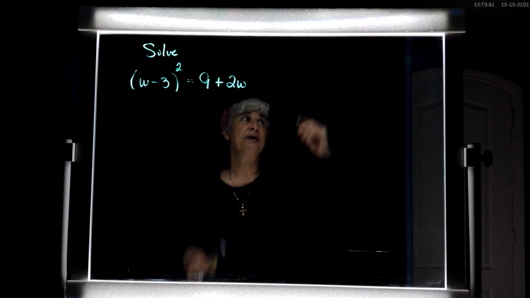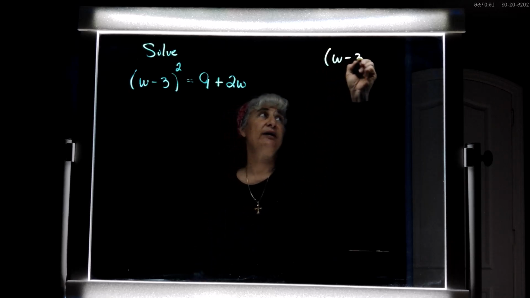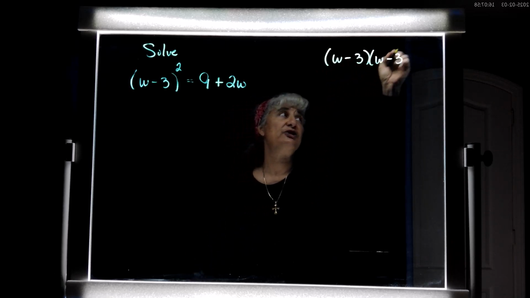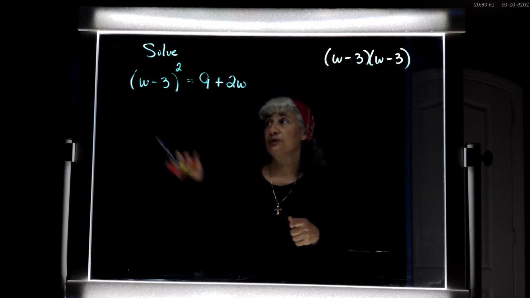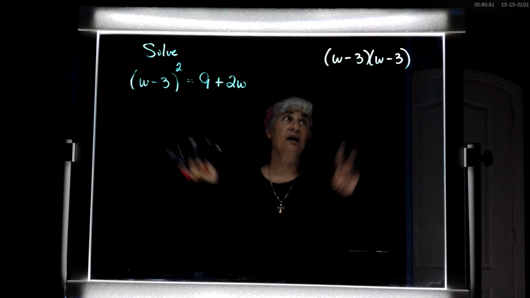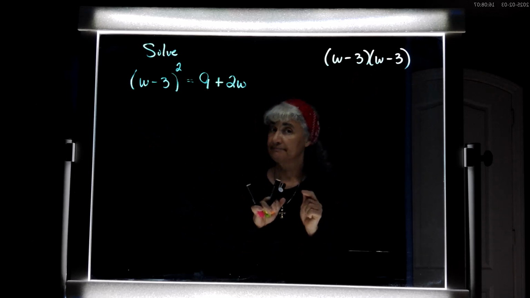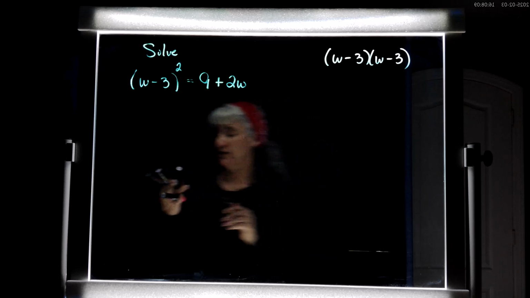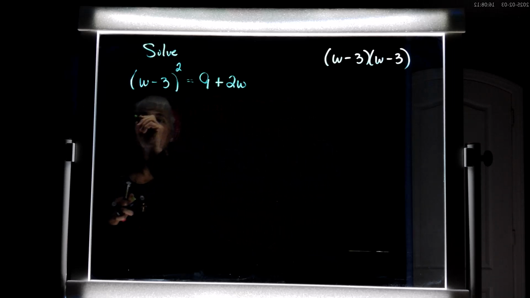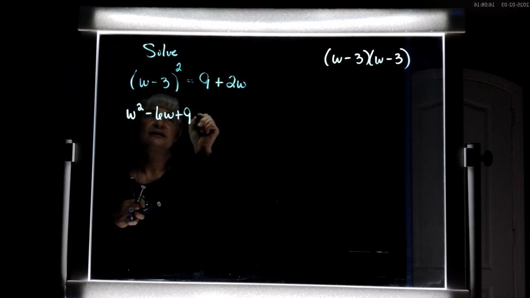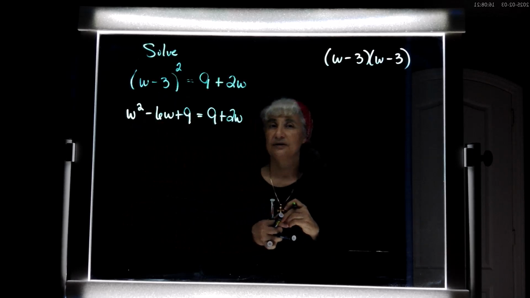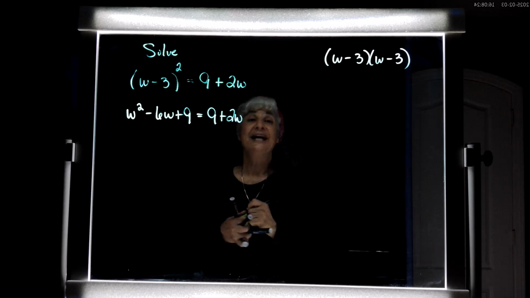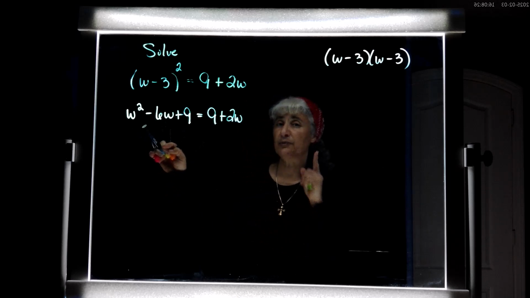And some of you may want to do your side work and write this out twice and do your distribution. So pause the video if that's you, because all I'm going to do is write the result of this distribution. You got it? Okay, here we go. So this would be w squared minus 6w plus 9 equals 9 plus 2w. Good? Okay. Now, the w squared, remember, that's the key.